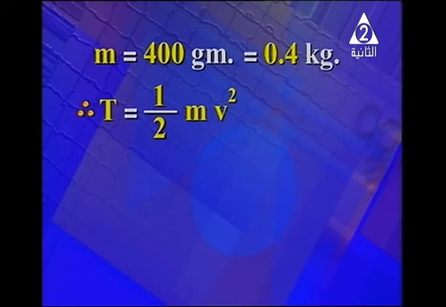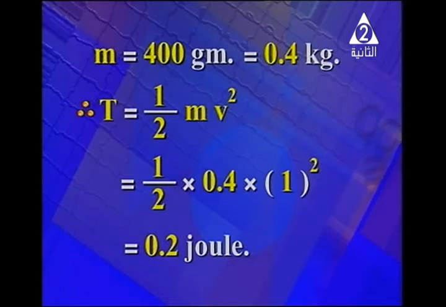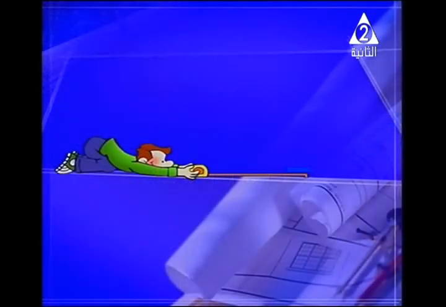T, its symbol of kinetic energy, equals half m v squared. What is m? m is mass. What is v? v is velocity. By substitution, T equals 1 over 2 times 0.4 times 1 squared, equals 0.2 joule. Then the kinetic energy is 0.2 joule. Another example.